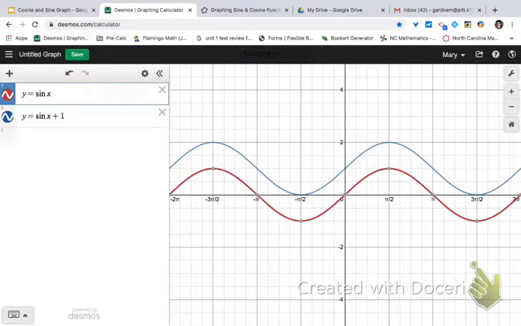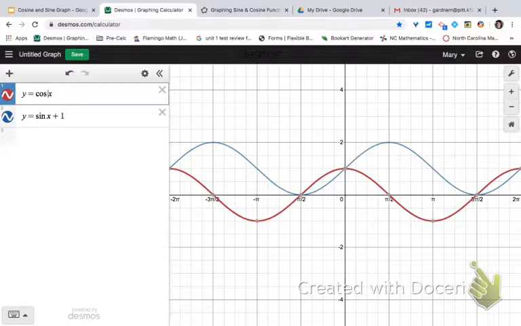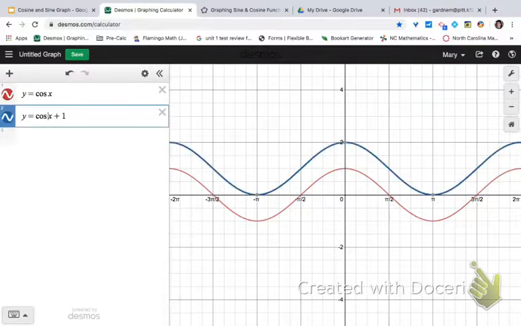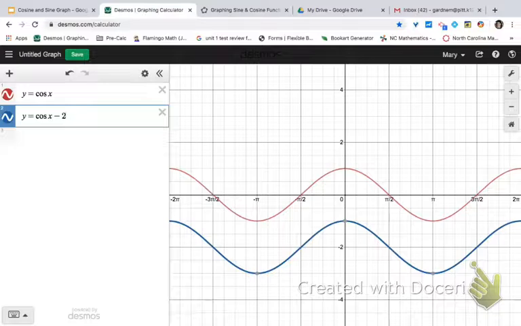Now, whether my function says sine or cosine, the transformations are still the same. So here's cosine plus 1. I think the example we had before was -2. So there goes my cosine function down 2 units.